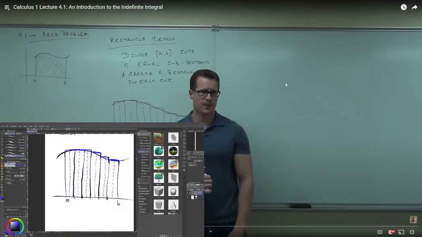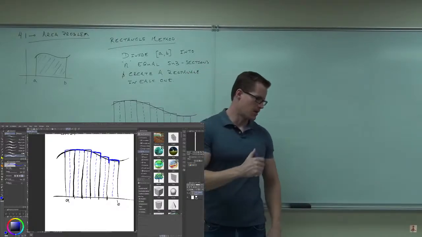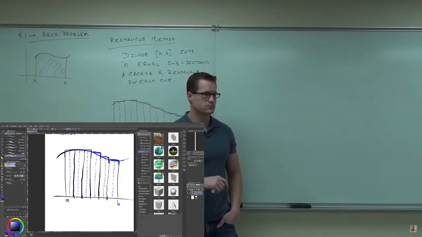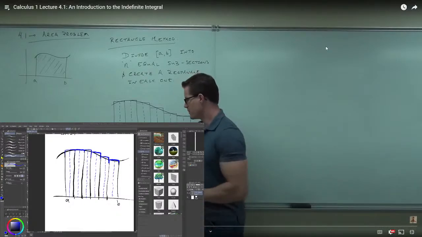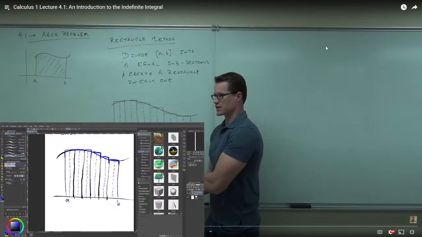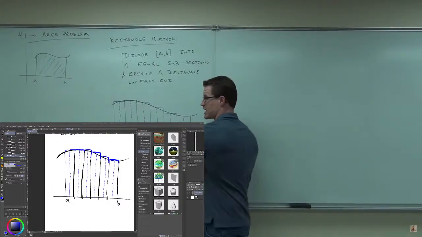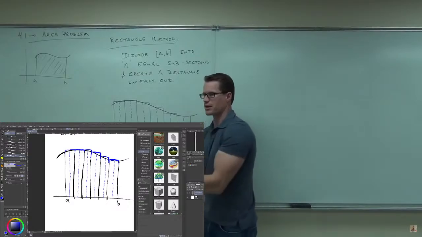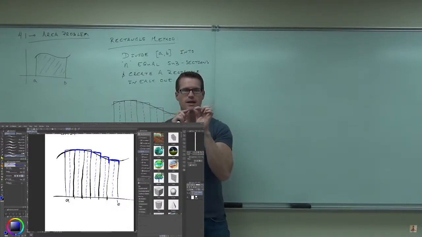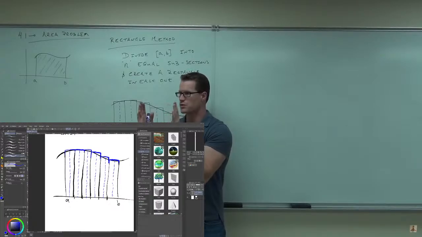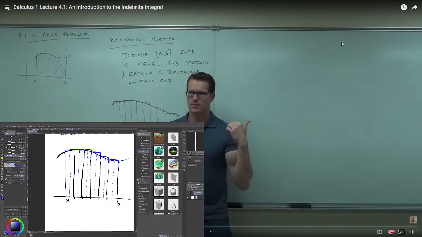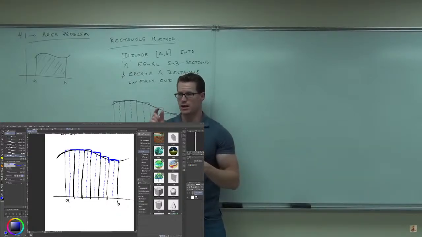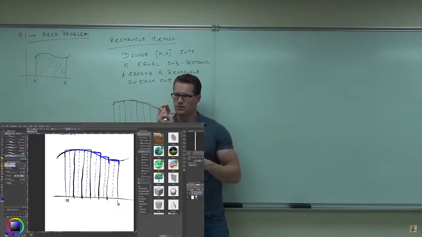Now the question is, how can I make this better? Would you agree that the more rectangles I have, the better approximation this will be? Here I had 1, 2, 3, 4, 5, I had 6 rectangles. If I had 100 rectangles for the same width, 100 rectangles mashed up in there, I'm going to underestimate by a lesser margin, right? So the more rectangles I have, the better the approximation becomes. So as the number of rectangles n goes to infinity, or as the space between the rectangles goes to 0, right? Does that make sense?